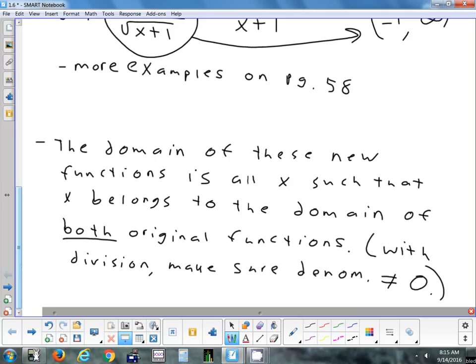It's almost like you need to pick the smaller domain. If you had one function with a domain from, say, just to look at it on a number line, let's say it went from 1 to infinity. That was the domain of, say, your f of x. And your g of x went from 3 to infinity. Well, you can only take the x's that are in both. So where's the overlap here? It's everything from 3 and up. If you have x values that are in the domain of one, but not the other, you can't use them. It's got to be in both.